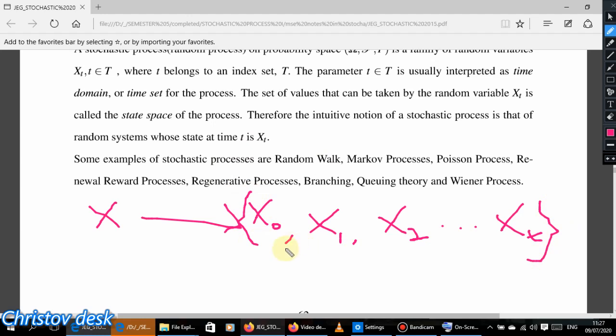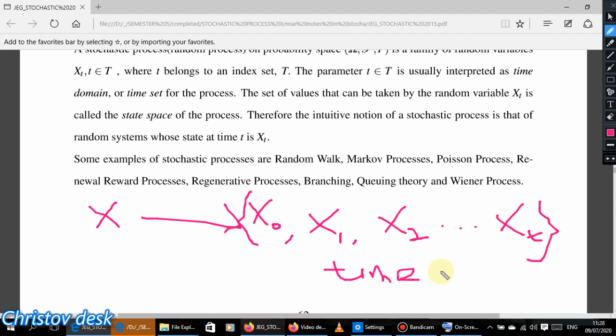Okay, and it is indexed by time, and it can change. It's not always time. It can be volume, it can be any spatial dimension. Right, but mostly we deal with time, right?